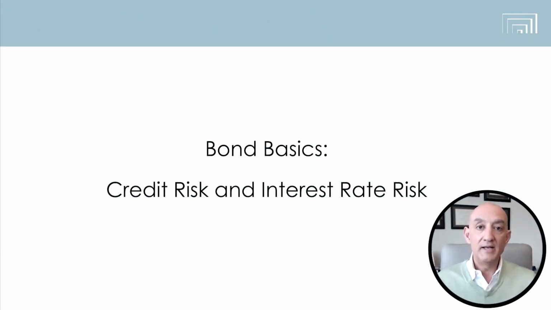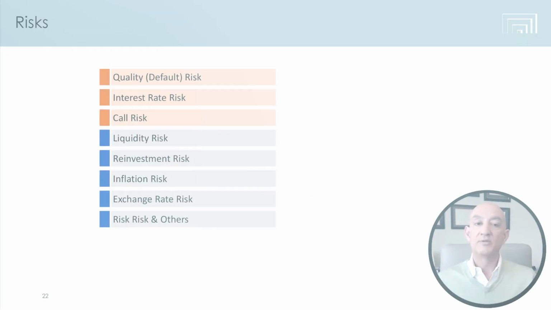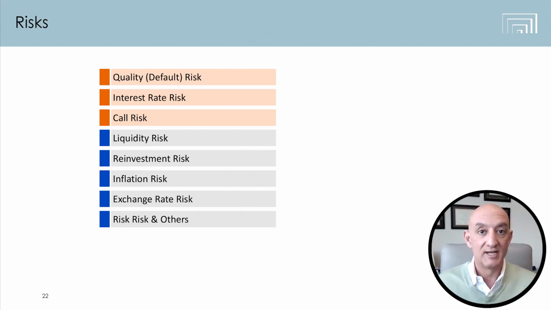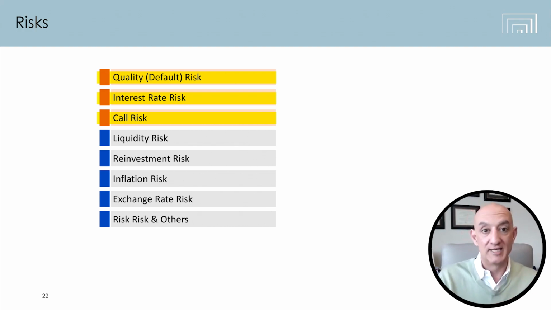To get a good understanding of bonds, we really should discuss the various types of risk, in particular credit risk and interest rate risk, and what they mean. So these are the various types of risk that are associated with bonds, and there are certainly more, but the main ones to focus on are quality risk, interest rate risk, and call risk. The other ones do exist, things like liquidity risk and reinvestment risk, but I want to focus on these first three because they're going to really help explain how bonds work to you.